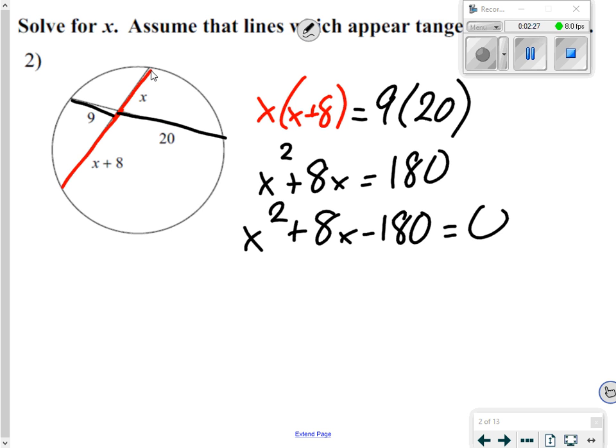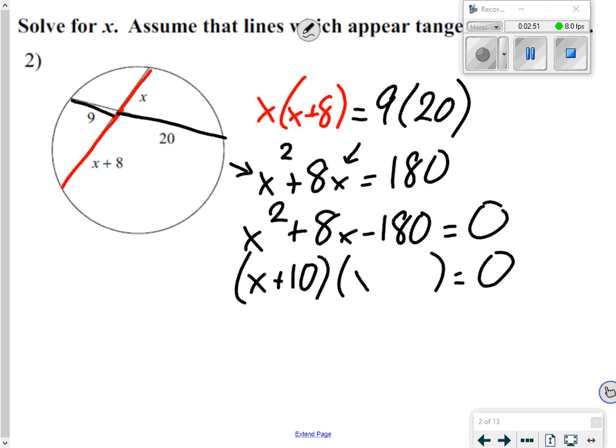All right, we've got to notice that this is quadratic. We can't just solve this simply because we have this positive 8x as well. So we've got to get everything over to one side and then try to solve by factoring. If factoring doesn't work, then we'll go to a different resort like quadratic formula. All right, so we're looking for 2 numbers that multiply to be negative 180 and add up to be positive 8. That one's pretty simple there.